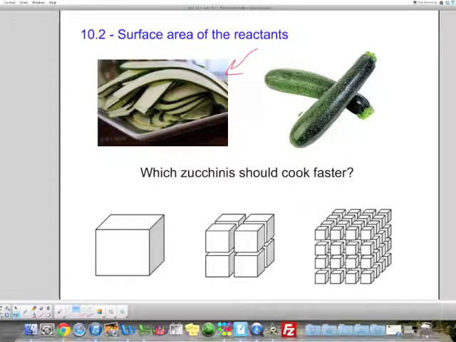Here, the heat can only touch the outside, so it'll take a while before the heat can actually go towards the middle of the zucchini and cook it. Here, the slices are so thin, the heat from the pan, given by the oil probably, will be able to touch and reach the whole slice, so your slices are going to cook much faster. It's the same thing in the second example.